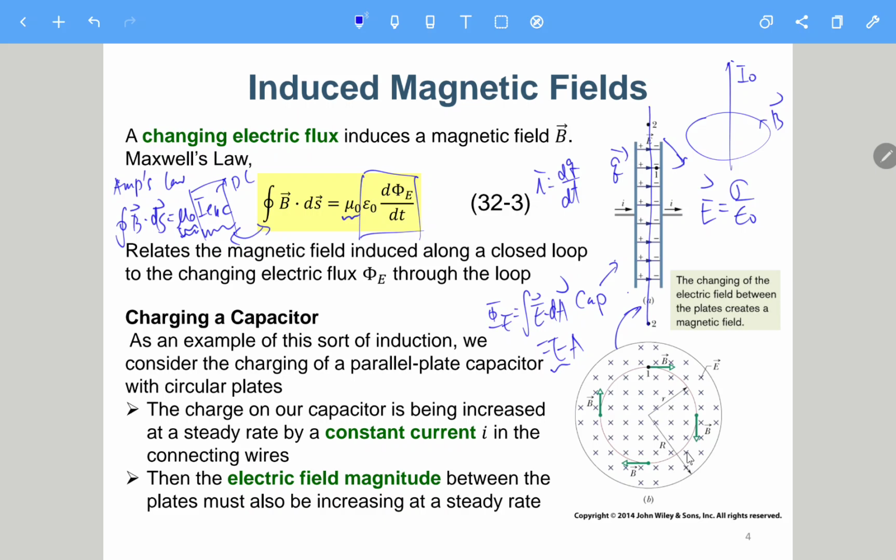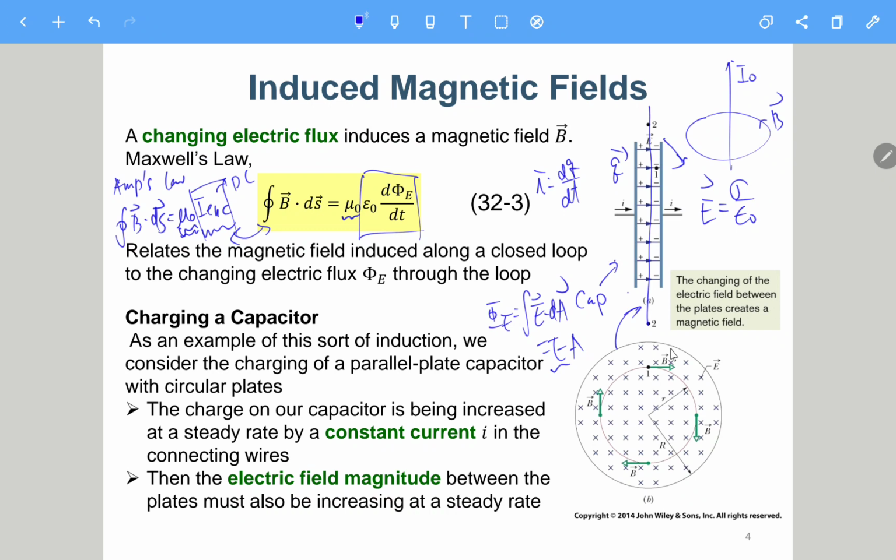Okay, so in that case, this so-called Maxwell's law will tell you that it will generate a B field like this. Here the E field pointing into the page is increasing, and then here we will generate a B field. It is also somehow similar to Faraday's law, but it is the other way around.